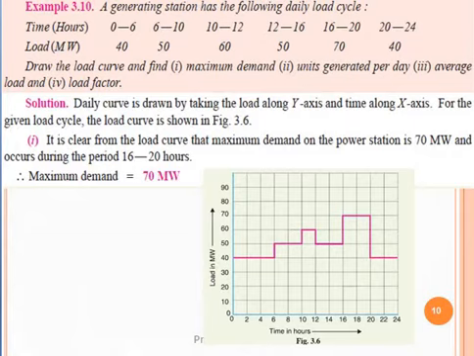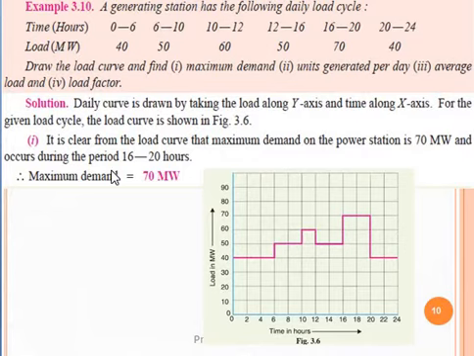A generating station has the following daily load cycle. Here time in hours and load in megawatt have been provided. Time in hours 0 to 6, load 40 megawatt. 6 to 10, load is 50 megawatt. 10 to 12, load is 60 megawatt. 12 to 16, load is 50 megawatt. 16 to 20, load is 70 megawatt. 20 to 24, load is 40 megawatt. Draw the load curve and find maximum demand, units generated per day, average load and load factor.